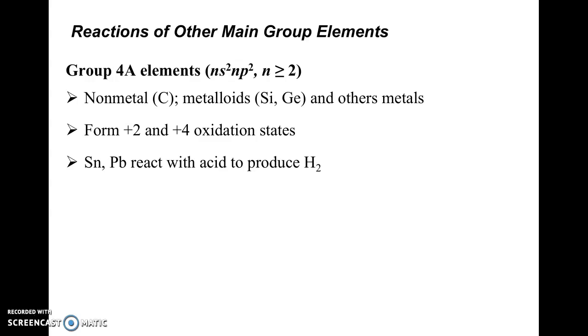All right, then we're going to look at group 4A. So this is the group that starts with carbon. So we have 2 electrons in p orbitals, and below that we have some metalloids, silicon and germanium, and then the rest are metals. They tend to form either +2 or +4 oxidation states. Carbon's unusual. It can even have some negative oxidation states. And then at the bottom we have tin and lead, and they react with an acid and produce H2 gas again.